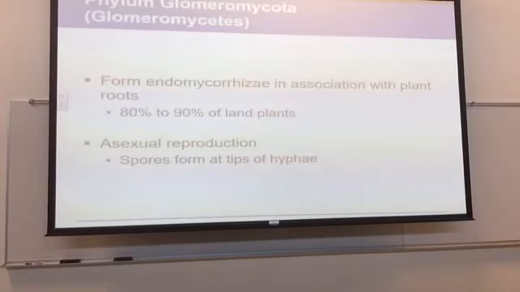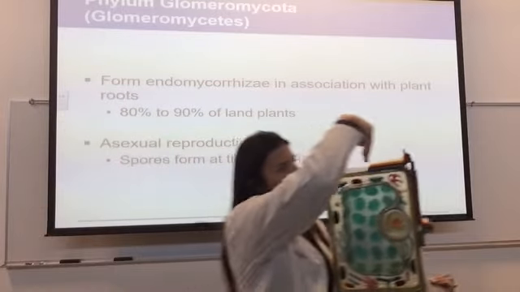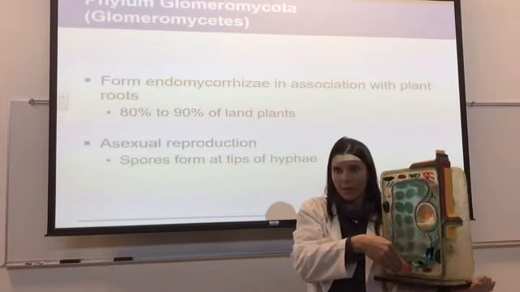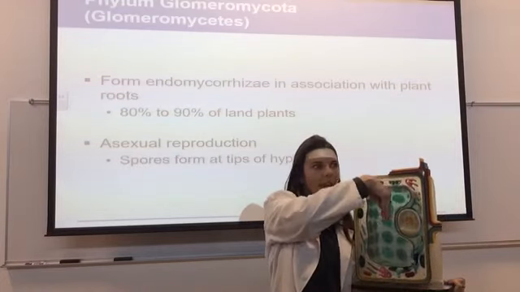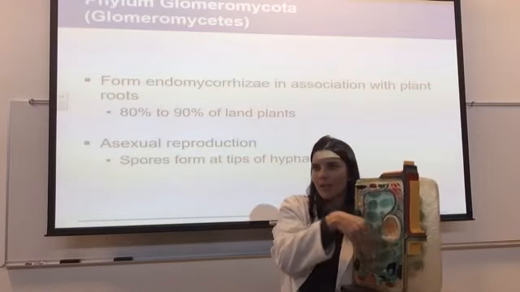The Glomeromycota. So it says endomycorrhizae. First of all, I haven't taught you what mycorrhizae is. Mycorrhizae is a symbiotic relationship with plant roots, and we talk about it at the end of this chapter. But endomycorrhizae means that this is a type of fungus that grows into the plant cell.